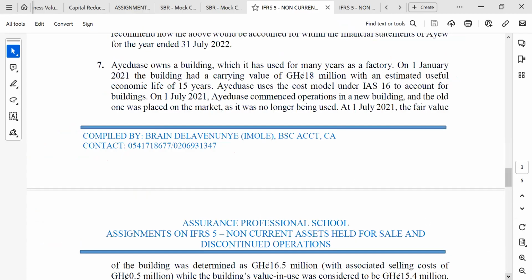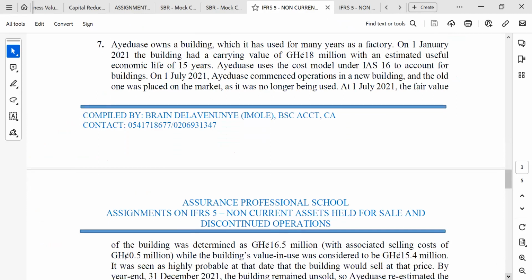This one, they are saying that at 1st July 2021, the fair value of the building was estimated as 16.5 million with associated selling cost of 0.5 million. While the building's value in use was considered to be 15.4 million. When do we use value in use?